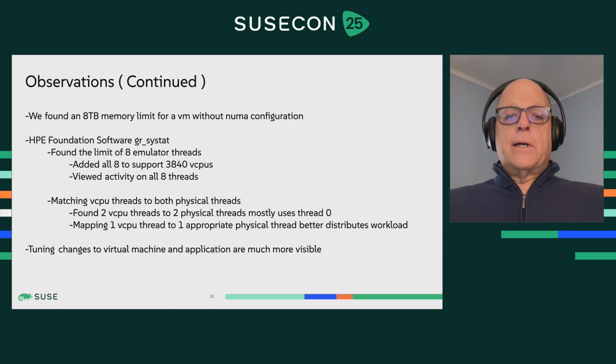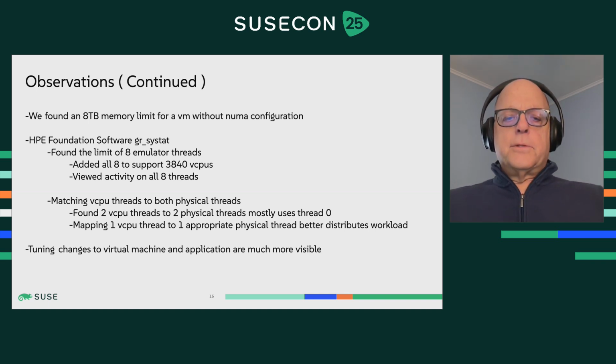When we started testing without NUMA, we were growing the memory and we got tripped up at 8 terabytes, and we found out later that there's an 8 terabyte limit for a single DIMM slot for a virtual machine. To get more DIMM slots, you need a NUMA configuration. So you'll see later on there's an 8 terabyte virtual machine result, and that's because of that single slot limit.